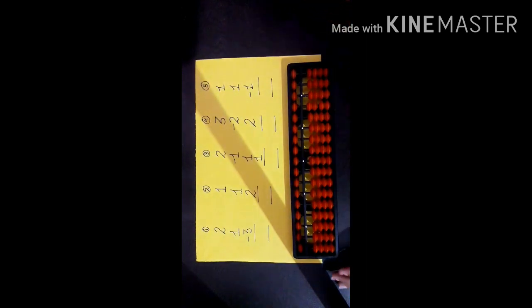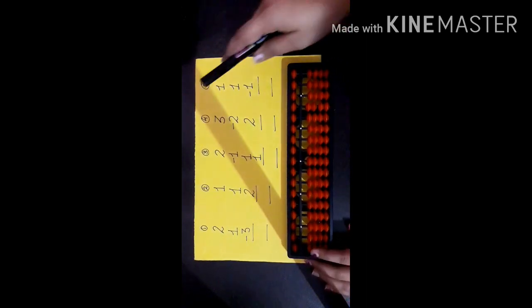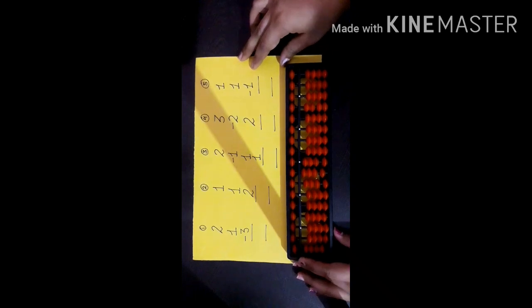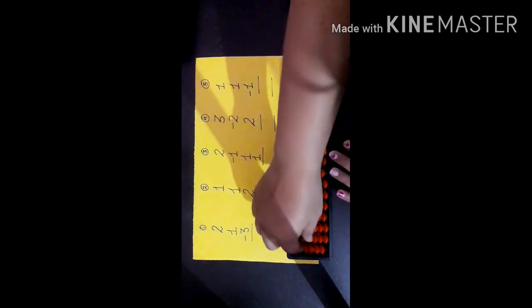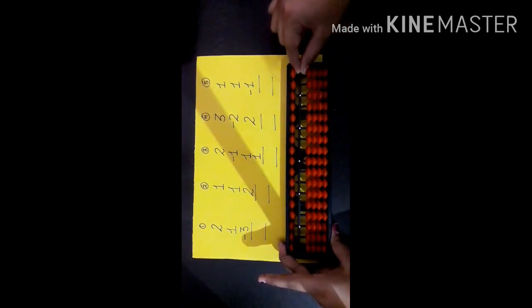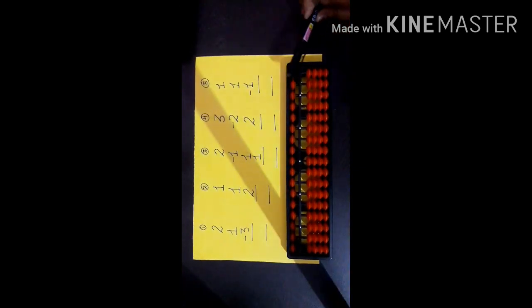As students, you can see in front of you 5 sums are there and the tool is also there. So we will start now. Before starting, we have to set our abacus. We have to do all our upper beads up and lower beads down. Like this also you can do. Upper beads up, lower beads down.